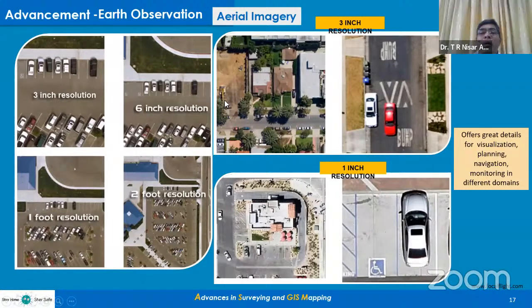So this finer resolution offers great detail for various purposes, especially from the visualization point of view: planning, visualization, navigation, and also change detection and monitoring in different domains.